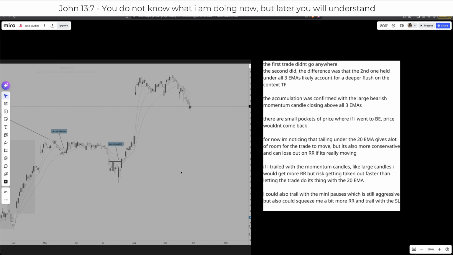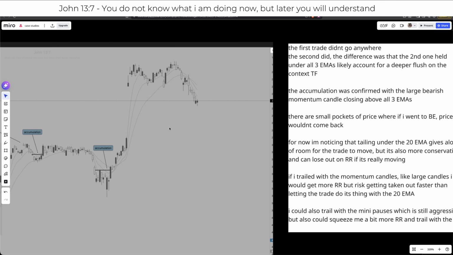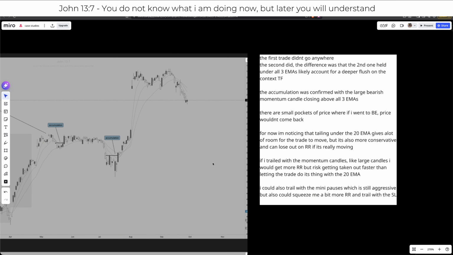I could lose a lot of R gain, because if I closed here, closing 100% here, would that get me more RR? I don't think it would. Yeah, it wouldn't give me a whole thing here. I guess I just have to look at the other stuff first.